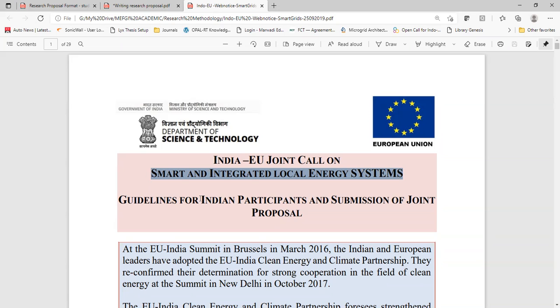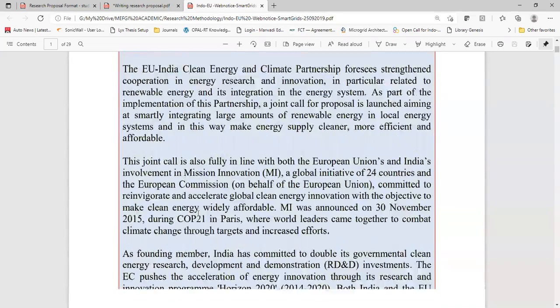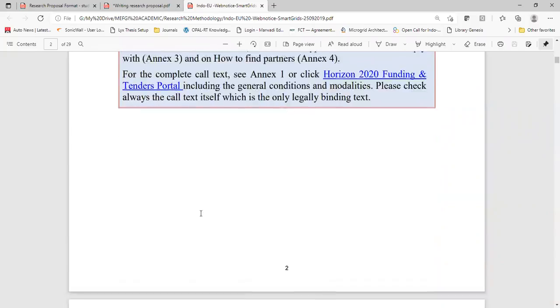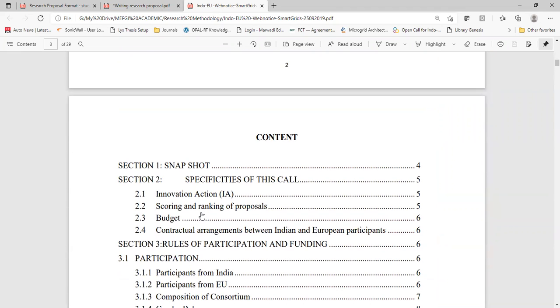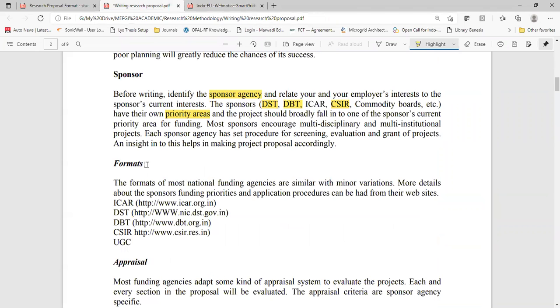So there are guidelines for Indian participants and then submission for the joint proposal. But as I say, it's very specific. Remember, these proposals are always submitted in their priority areas. So DST will define the priority area. Okay, with a particular country, you need to write a joint proposal.